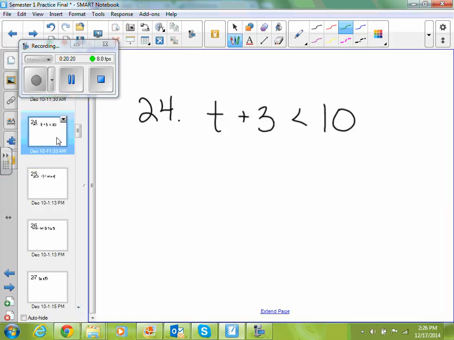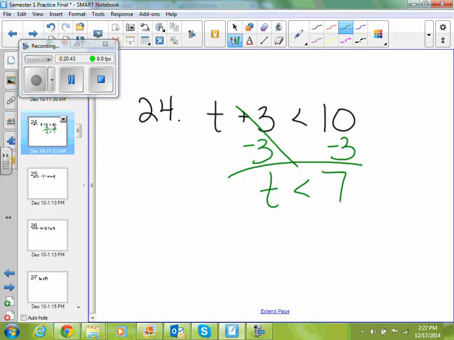Alright, 24 then. We're solving inequalities and we're graphing their solution. So t plus 3 is less than 10. How do I get rid of a plus 3? We solve these just like equations. 10 minus 3 is 7.